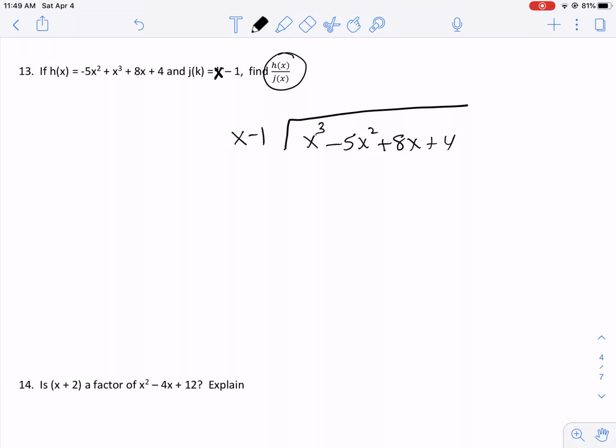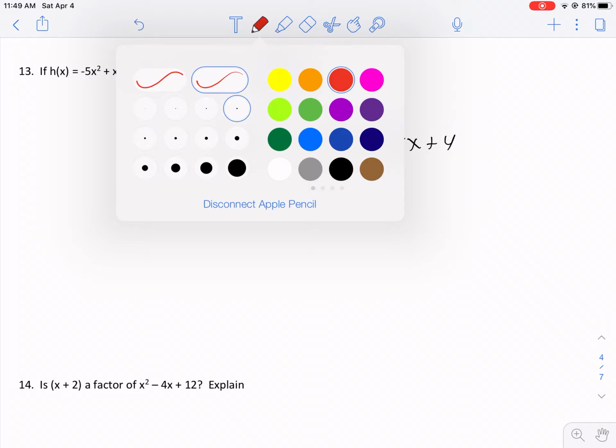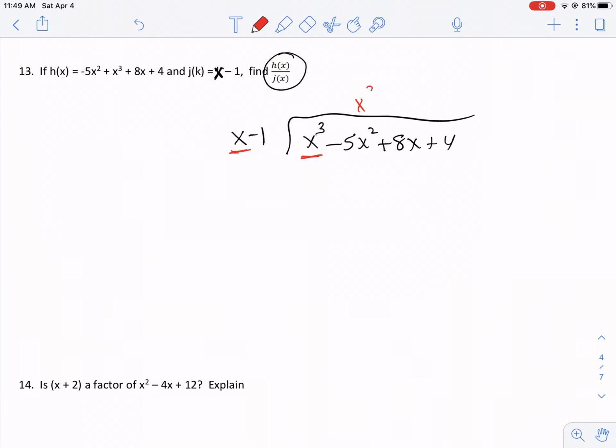Alright, so what do we have to multiply x by to get an x cubed? We need to multiply it by x squared. So x squared distributed gives us x cubed minus 1x squared. Subtraction step, change the signs, those cancel. I get negative 4x squared, bring down the 8x, do it all over again.